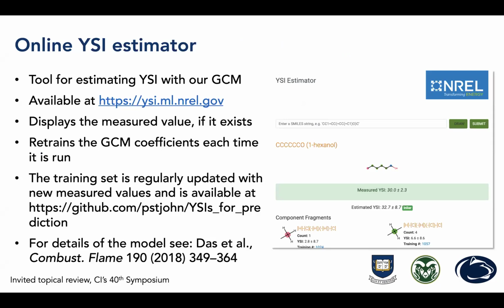Available freely is the YSI estimator from our data, done primarily by NREL. Peter St. John developed the statistical model. It retrains the group contribution coefficients each time it's run, and the training set is regularly updated with our now 650 species. This is a nearest neighbor model, so it looks just at the number of different functional groups in each molecule.